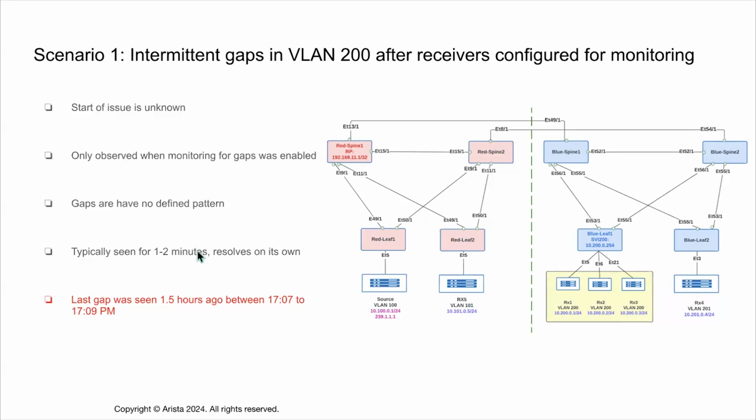Now, our gaps don't actually have any specific pattern. They're seen randomly throughout the day, which means that, at least at this moment, they don't align to any specific event like market open or close or any defined multicast timer. When the gaps are seen, we see them for about 1-2 minutes at varying intervals, and typically they resolve on their own. As a sample, the last time we saw the gap was about an hour and a half ago from the switch time, around 5:07 to 5:09 p.m.